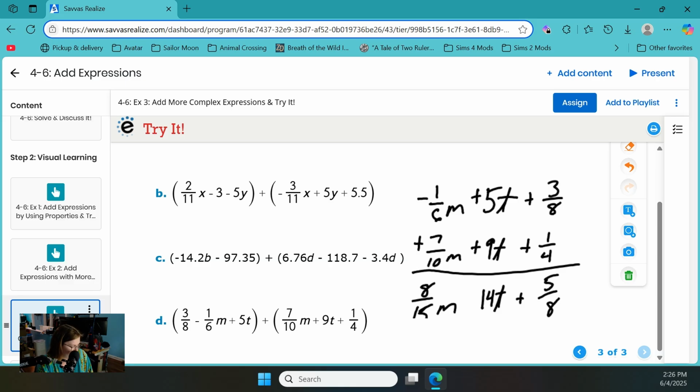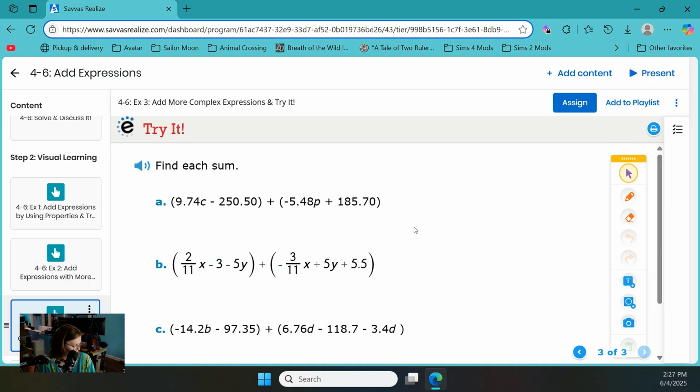So that's the process, or a process, that you can use for adding expressions. Now, what I'd like you to do is I want you to solve part B. I want you to add those expressions, and I want you to write your answer in standard form, because you can use a calculator if you have fractions, like with that x term there. Keep them as fractions and write them in simplest form.